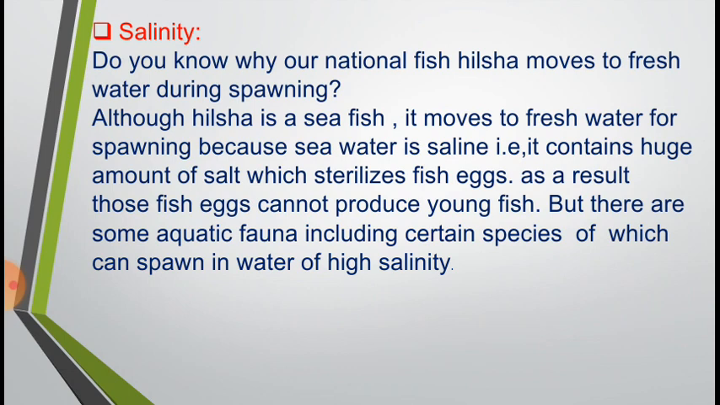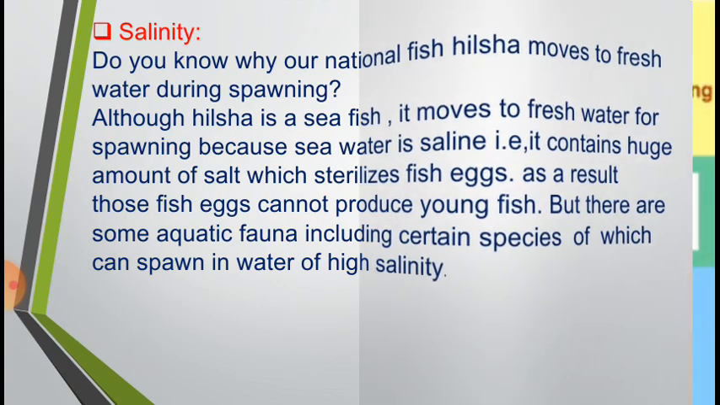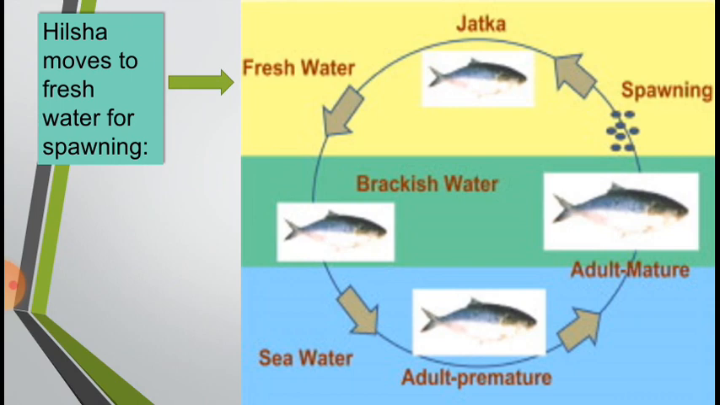Salinity. Do you know why our national fish Hilsa moves to fresh water during spawning? Although Hilsa is a sea fish, it moves to fresh water for spawning because sea water is saline. For example, it contains a huge amount of salt which sterilizes fish eggs. As a result, those fish eggs cannot produce young fish. But there are some aquatic fauna, including certain species, which can spawn in water of high salinity. Hilsa moves to fresh water for spawning.